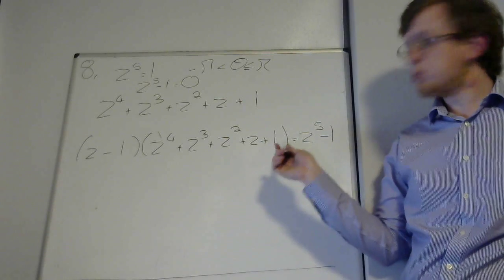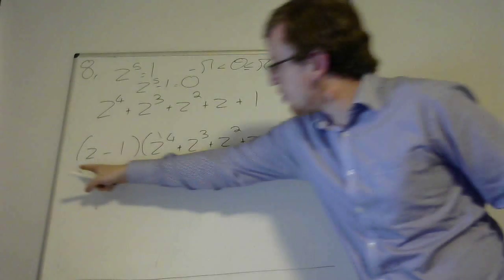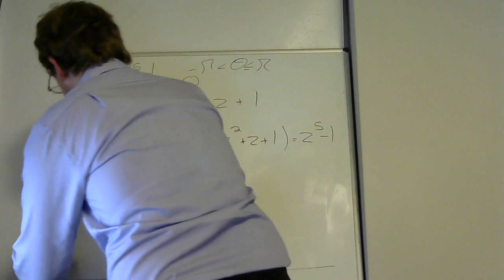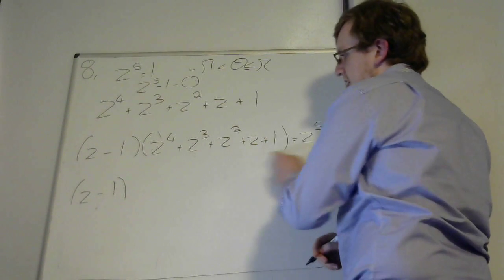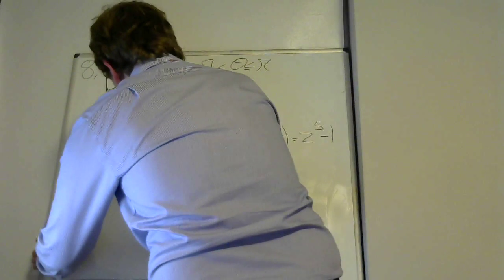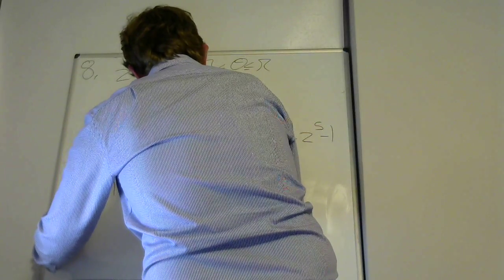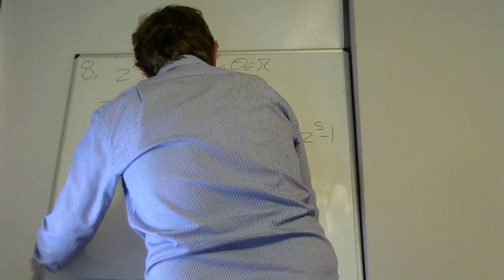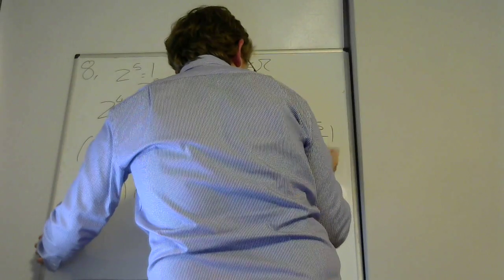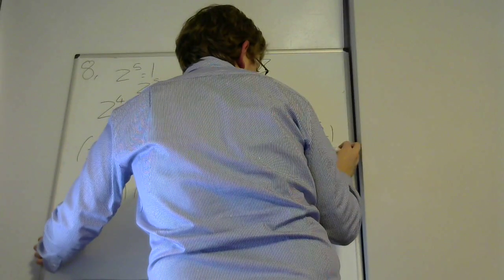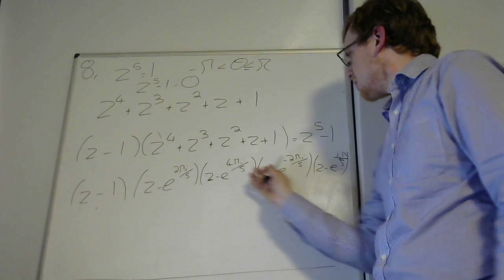And that's really good because we know the 5 linear factors of z to the 5 minus 1. One of them is z minus 1. And the other 4 must be 4 factors of this then. So that would be z minus e to the 2 pi i on 5, z minus e to the 4 pi i on 5, z minus e to the minus 2 pi i on 5, and z minus e to the minus 4 pi i on 5. So there's our 4 factors of this.